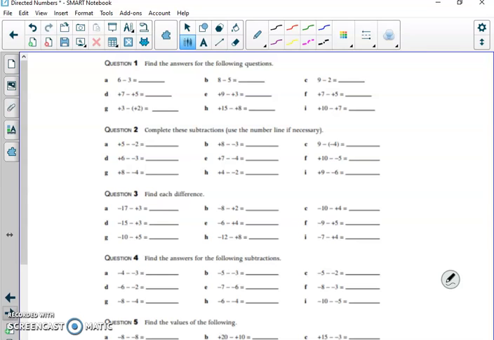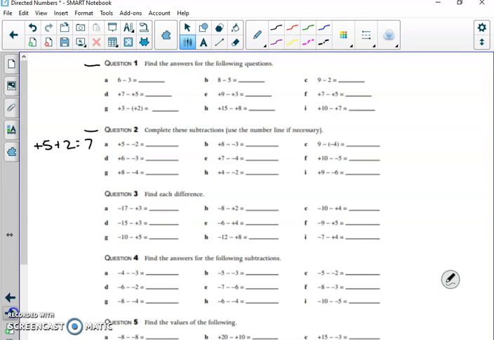All right, find the answers for the following questions. Again, these are very similar to the ones that we've already done. Complete these subtractions, very similar to the ones we've already done. Remember that when we're minusing a minus, it's like adding a positive. So if I say plus 5 minus negative 2, I can actually just say plus 5 plus positive 2.